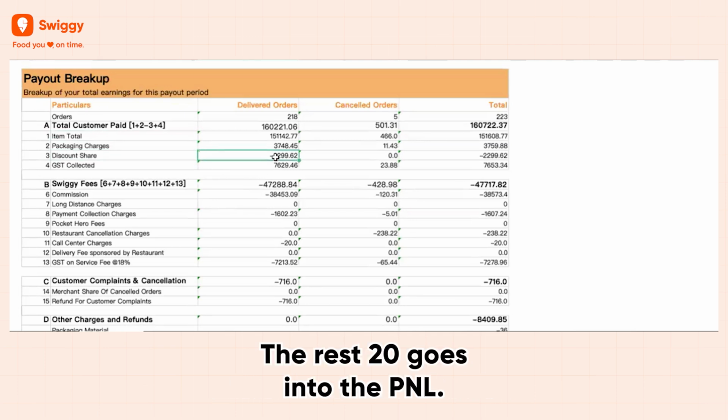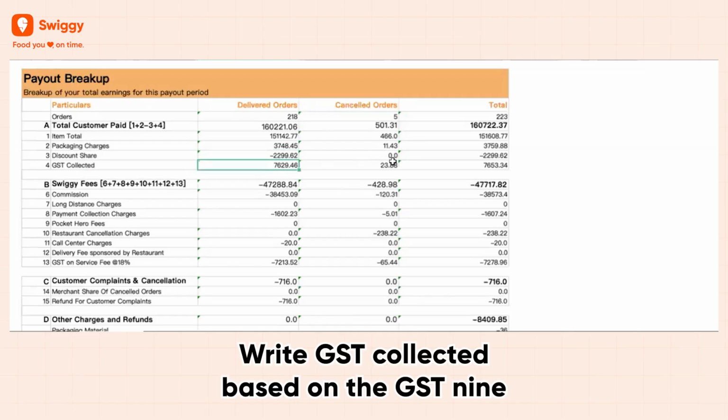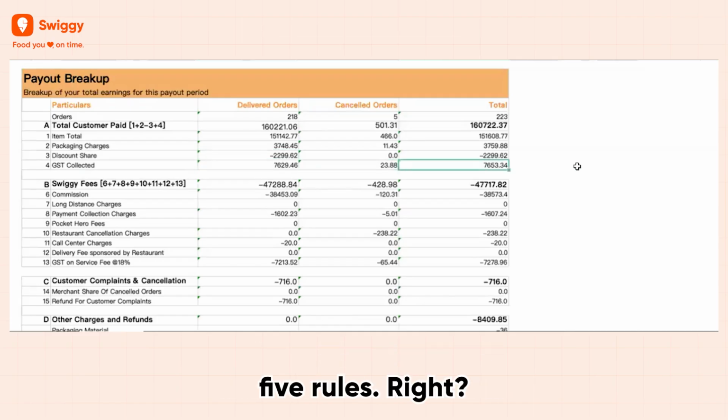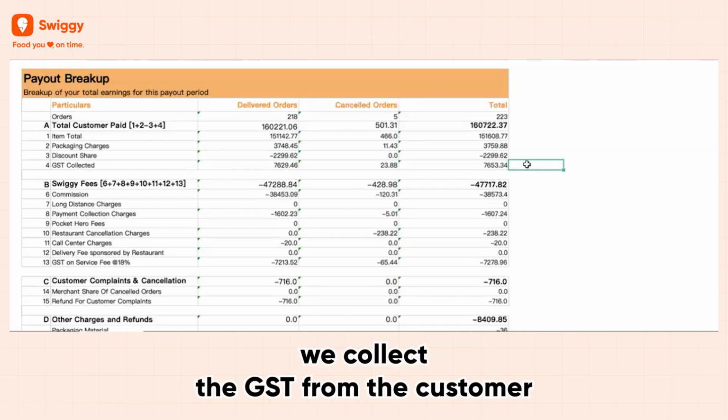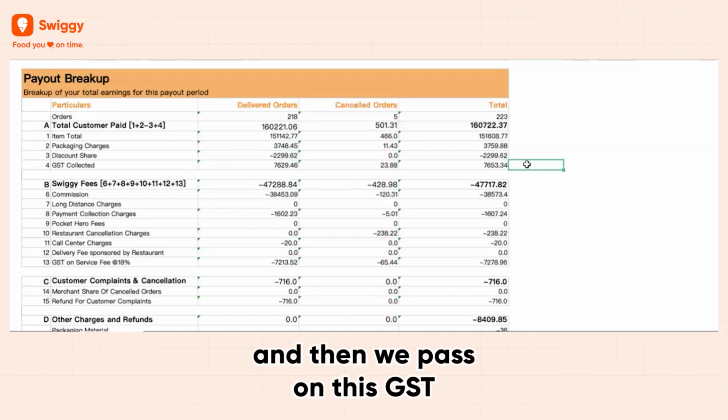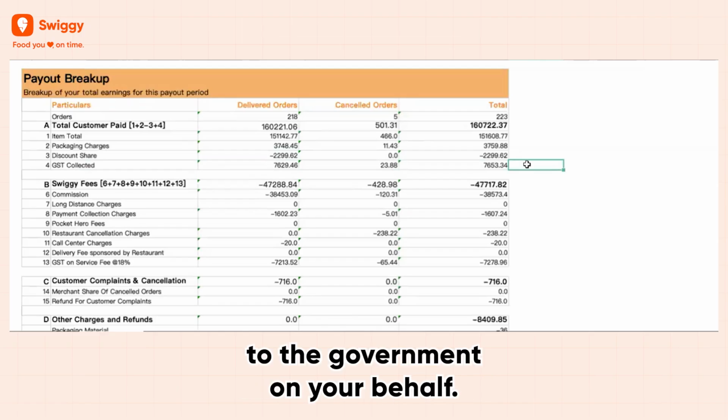Then the rest 20 goes into the P&L for Swiggy, right? GST is collected based on the GST 95 rules. Whether you're a restaurant category, a hybrid category, or a non-restaurant category, we collect the GST from the customer and then pass on this GST that we've collected to the government on your behalf.